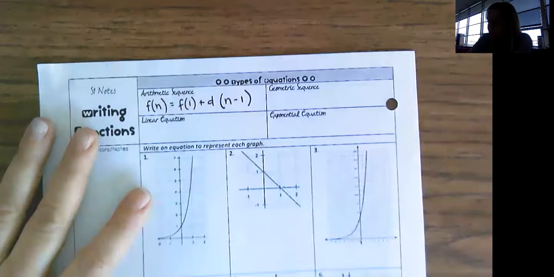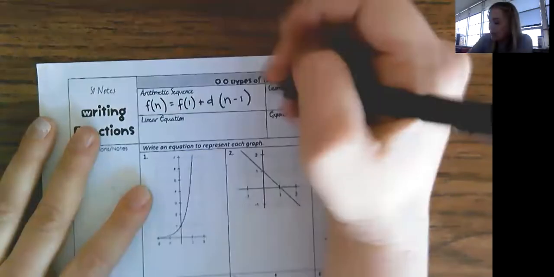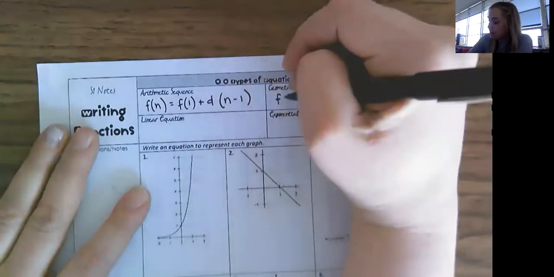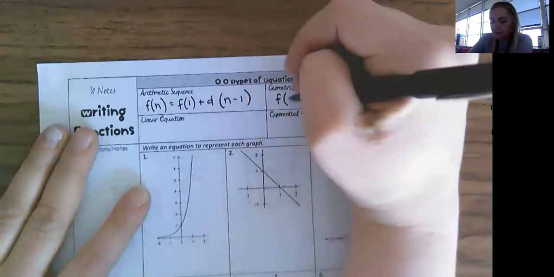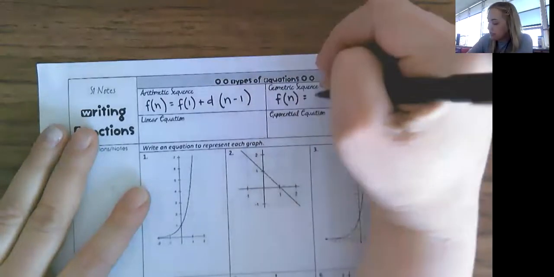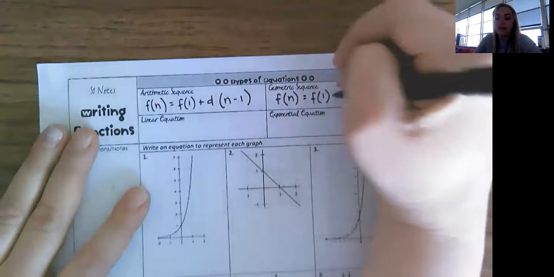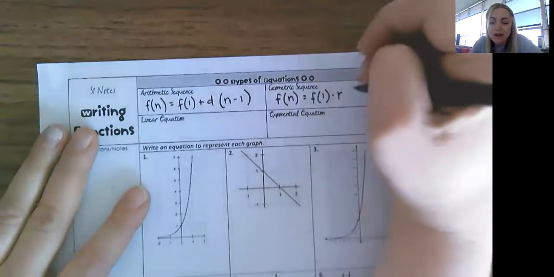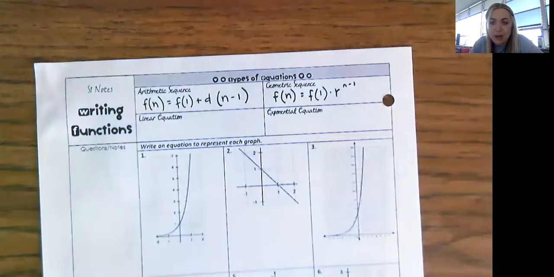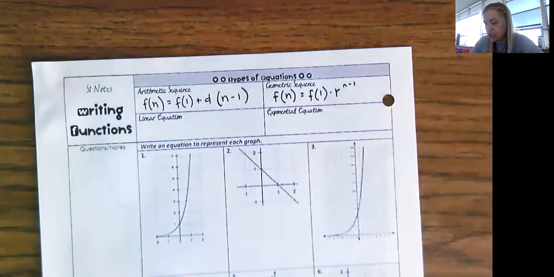Geometric sequences, our explicit equation was f of n equals, and then we said the first term times r to the power of n minus 1. Well, we are going to look at these when they are linear versus exponential now.